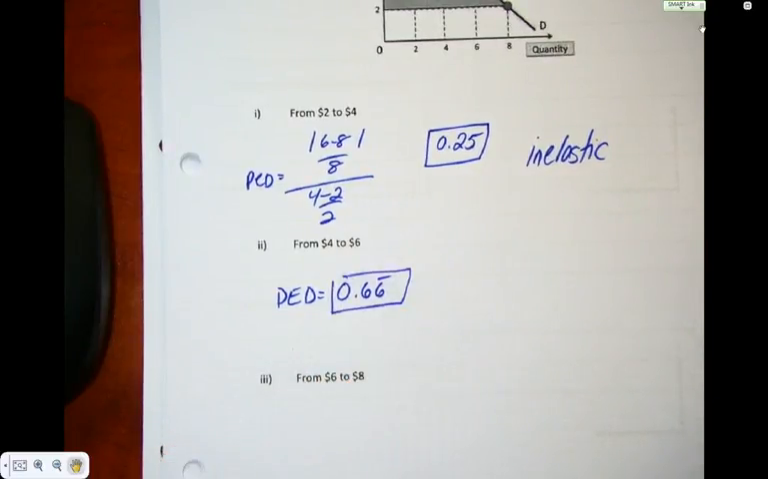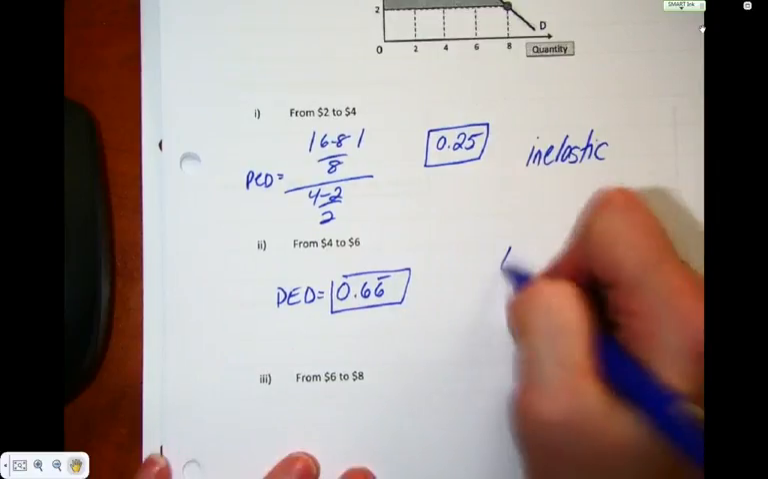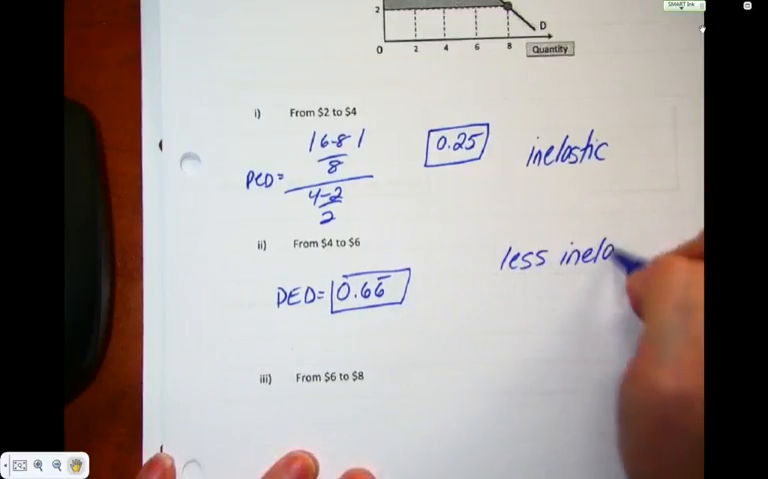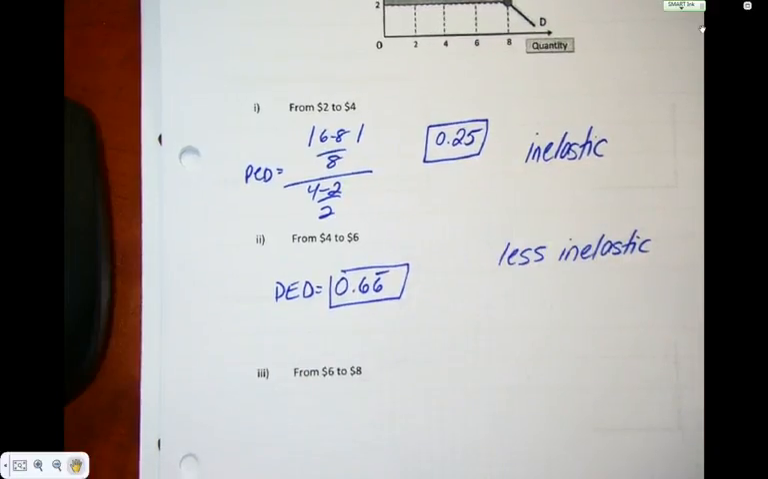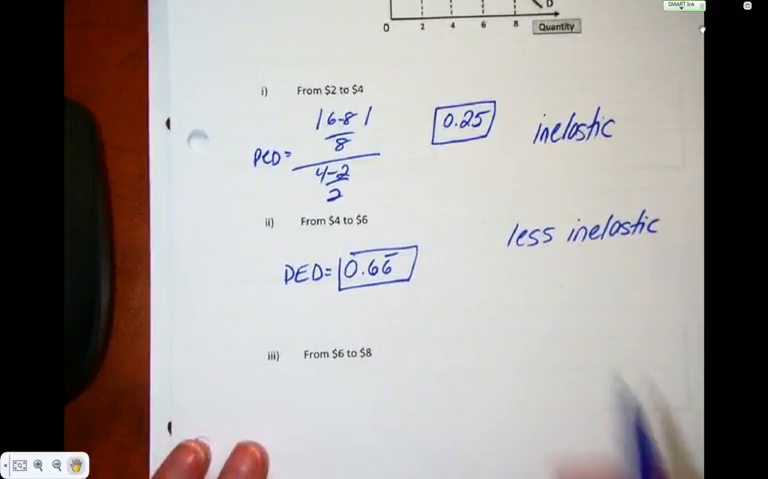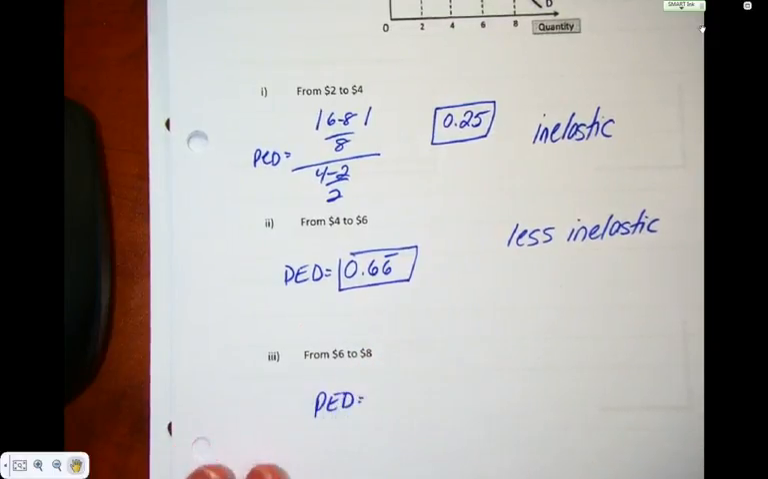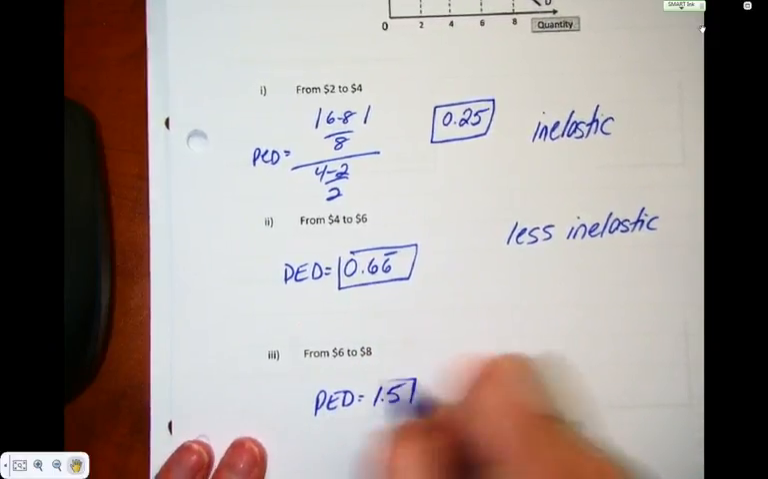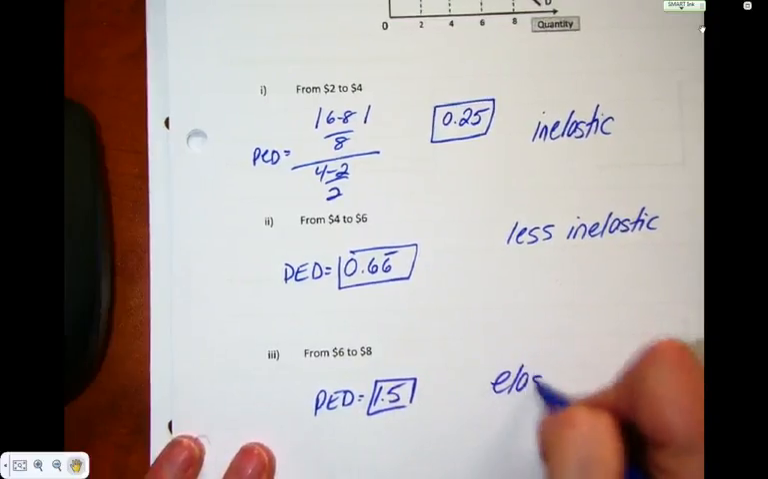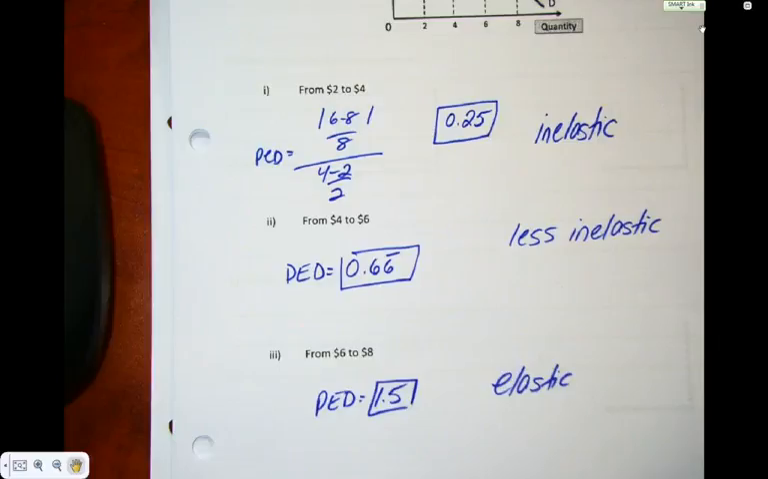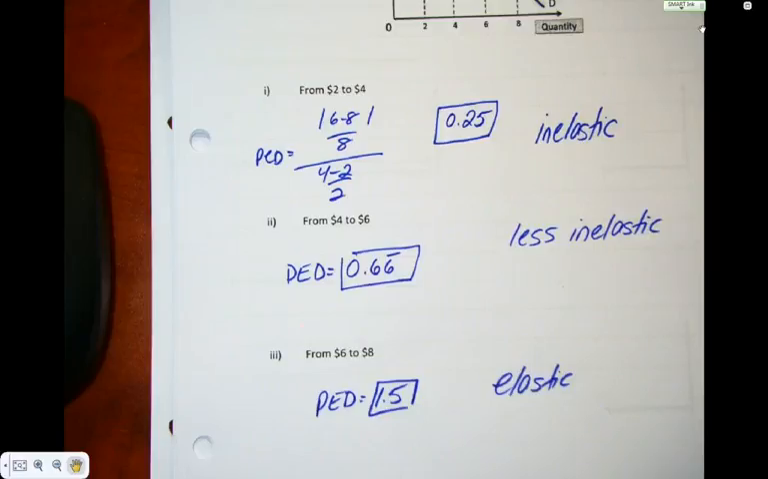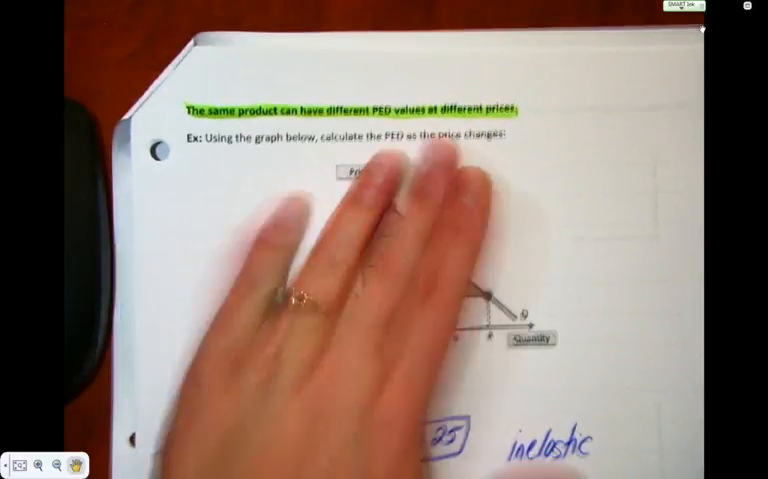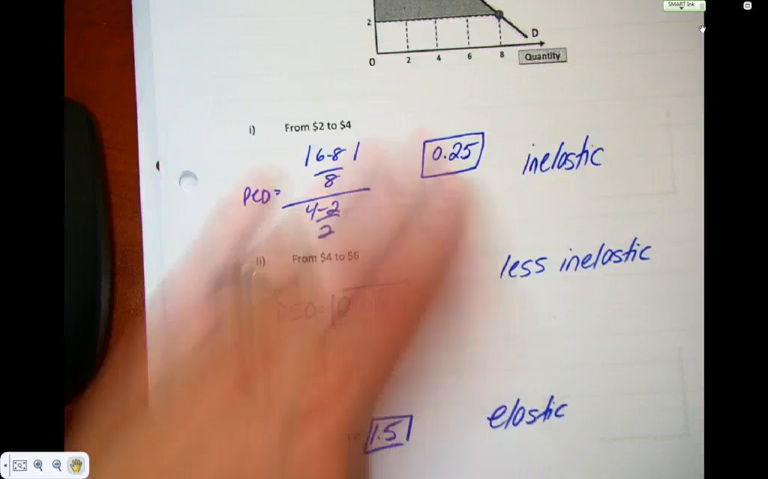So more elastic or less inelastic, just depending which way you look at it. I'd probably say less inelastic. So what does that mean? Changes very, very slightly compared to this one. Okay, what happens when we go from 6 to 8? Suddenly people are like, whoa now. And that means we are elastic. Same product, we're not changing what we're selling, it's just as the price increases, people's habits are changing. So the point is the same product can have different PED values at different prices. Does that make sense?